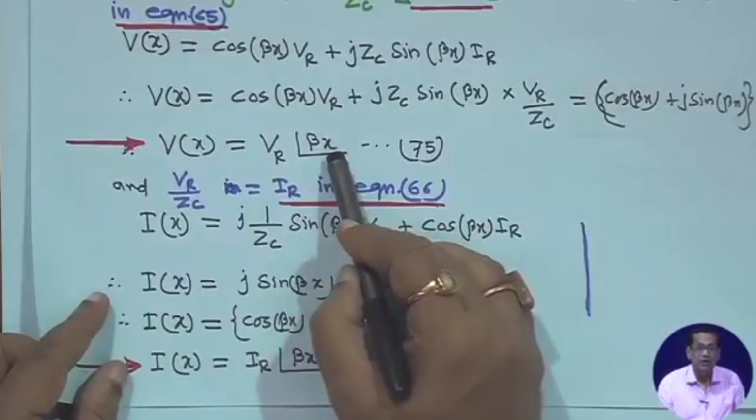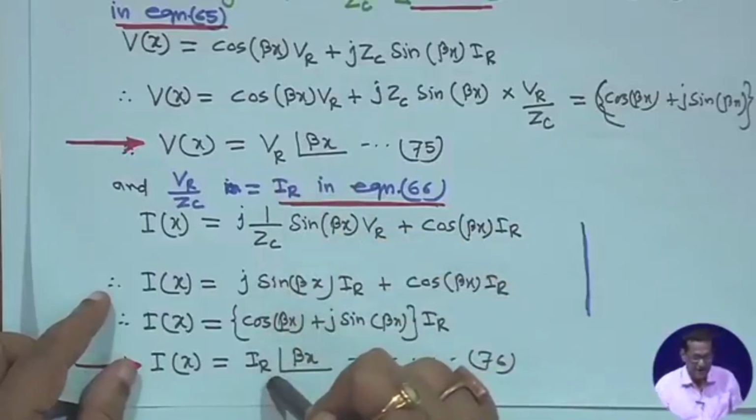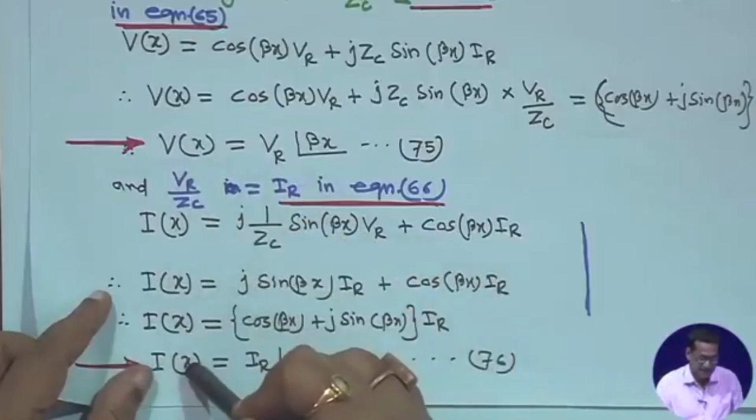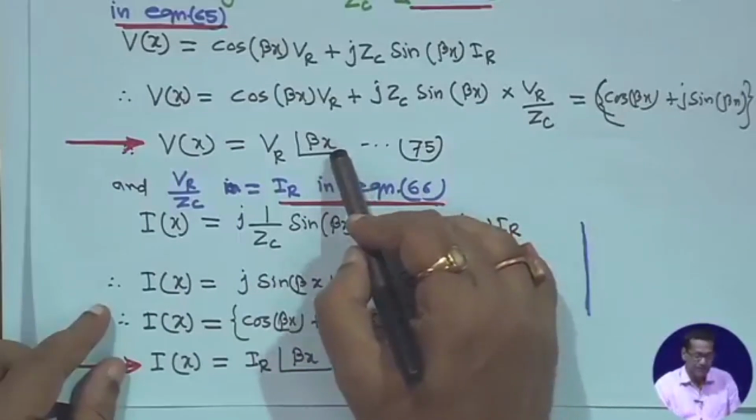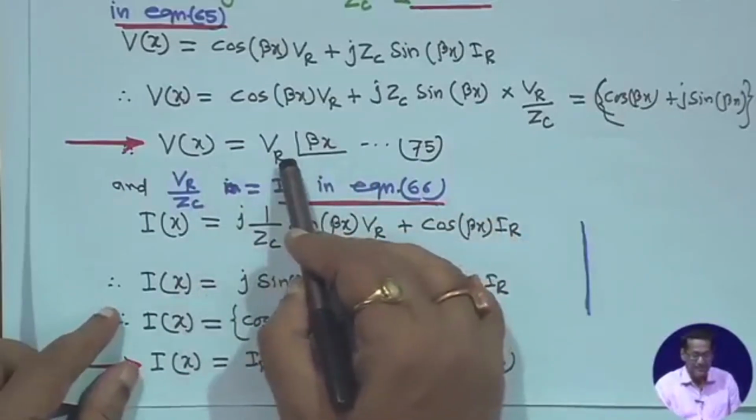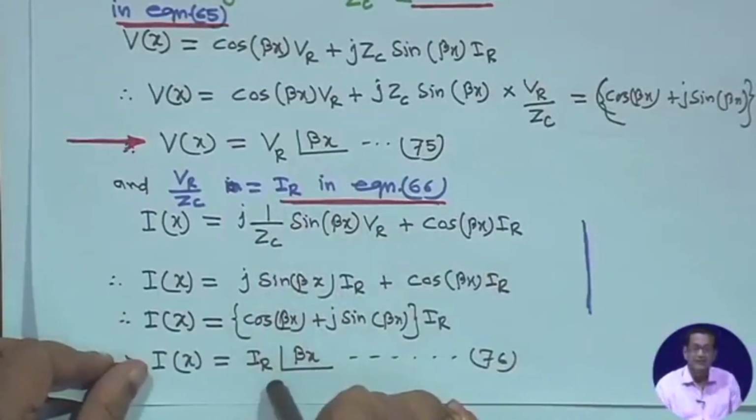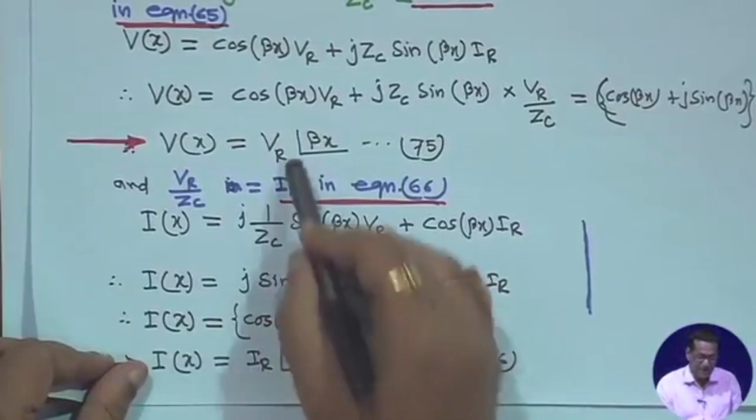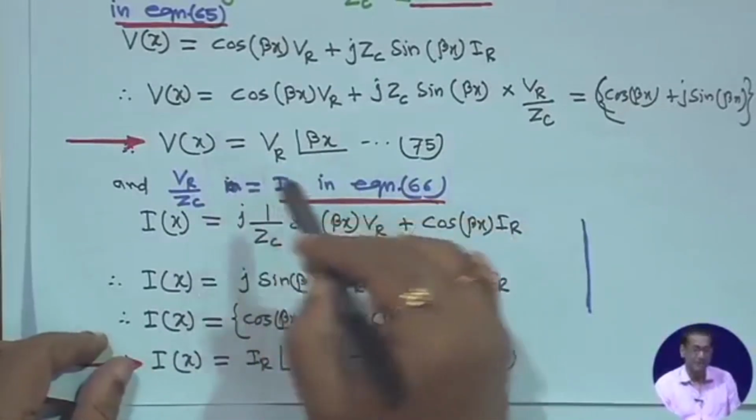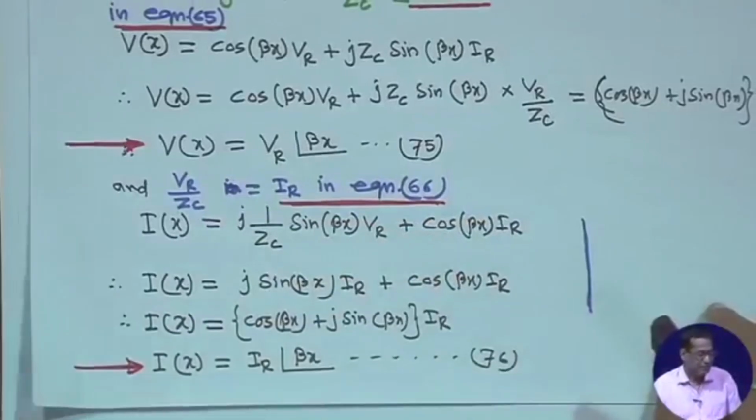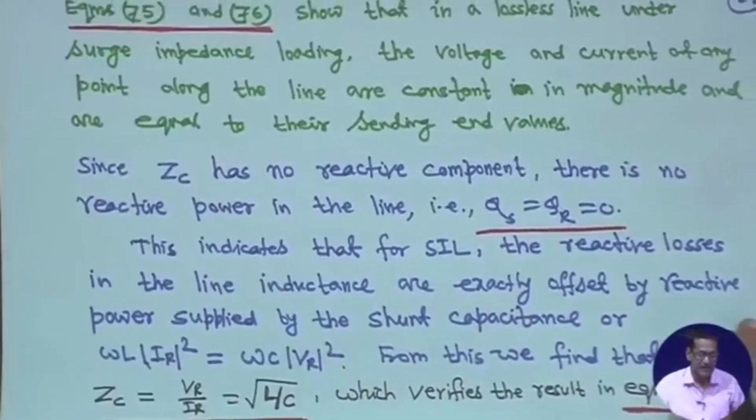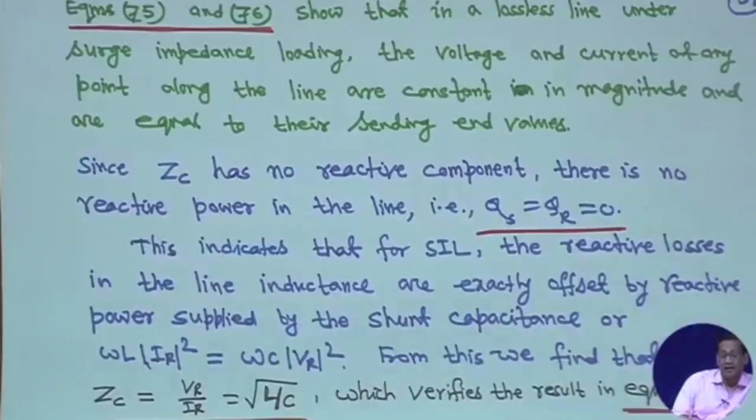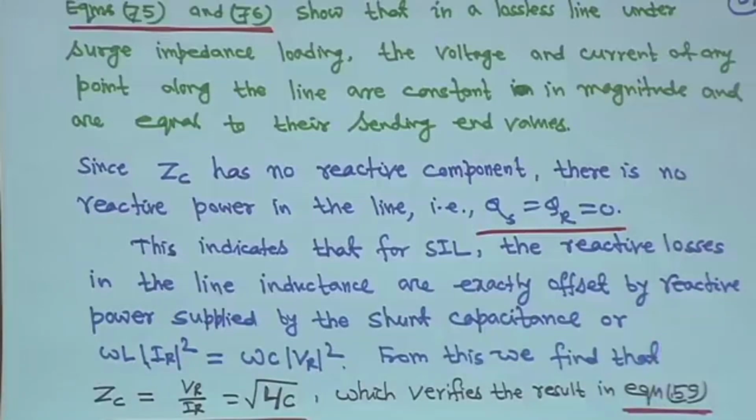That means, whatever may be the value of x, the magnitudes of Vx and VR remain the same. Whatever the point x, Vx is equal to VR, VR is totally independent of x, and here also IR is totally independent of x. So, Ix is equal to IR and VR will not change even if x is changed. At every point Vx and Ix both remain the same. That means it shows that in a lossless line under such impedance loading, the voltage and current at any point along the line are constant in magnitude and are equal to their sending end values.